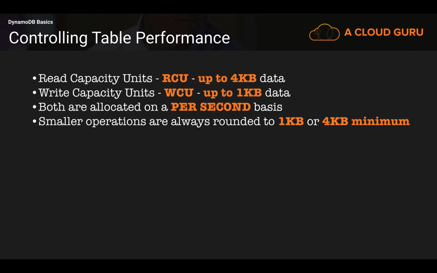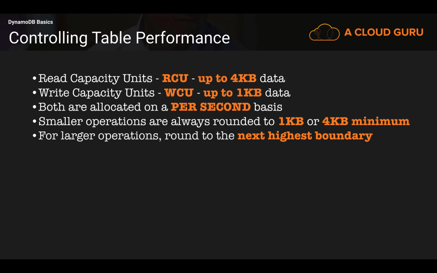Now, any operation within DynamoDB, no matter how small, is rounded up to 1 kilobyte for writes and 4 kilobytes for reads. So that's key. No matter how small the amount of data that you're reading or writing, it is always rounded up to 1 kilobyte for writes or 4 kilobytes for reads. A GetItem operation, which returns one result, will always consume 4 kilobytes as far as DynamoDB is concerned, and a PutItem will always consume 1 write capacity unit.